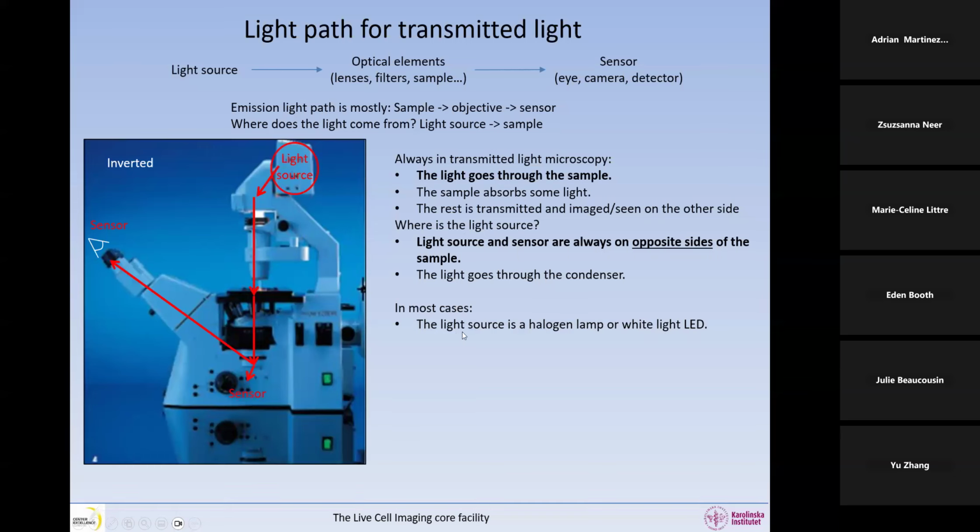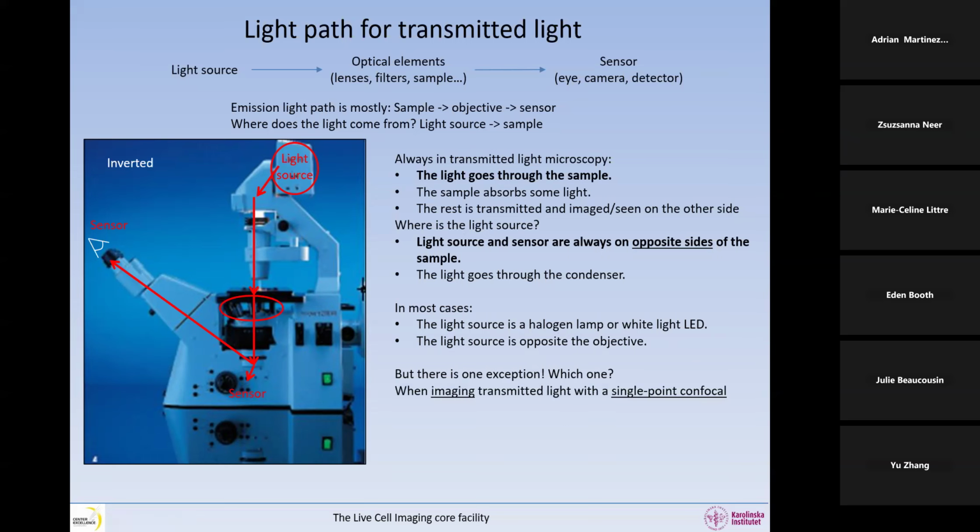And in most cases, the light source is a halogen lamp or a white light LED. So you will have to tell me what is the light source for your transmitted light when you image transmitted light on your microscope. This is one of the assignments. And the light source is opposite the objectives most of the time. There's only one exception, and you maybe have noticed that it's always the same exception.